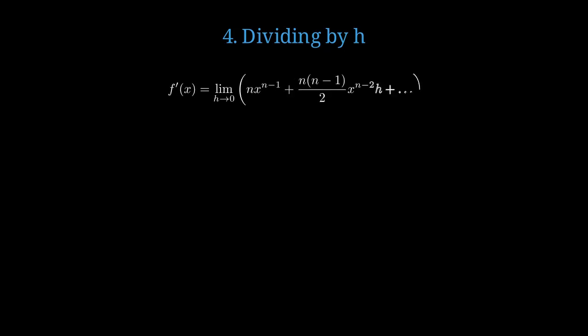When we divide each term by h, we get n x^(n-1), plus n(n-1)/2 times x^(n-2) times h, plus more terms with h. After dividing by h, we have n x^(n-1), plus several terms that still contain h. As h approaches 0, all these h-containing terms vanish.